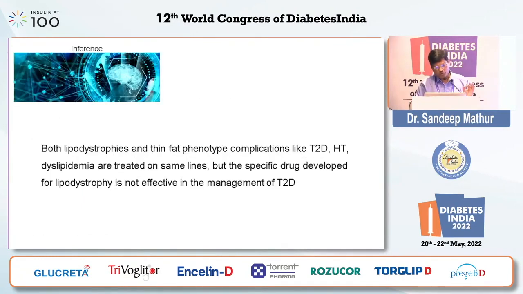So for both lipodystrophies and the thin fat phenotype, I'm talking about the therapeutic part, complications like T2D, hypertension and dyslipidemia are treated along the same lines. But a specific drug for lipodystrophy is not effective for management of T2D because there is a mechanism difference, because it acts only on leptin level, not on other pathways of lipodystrophy syndrome.